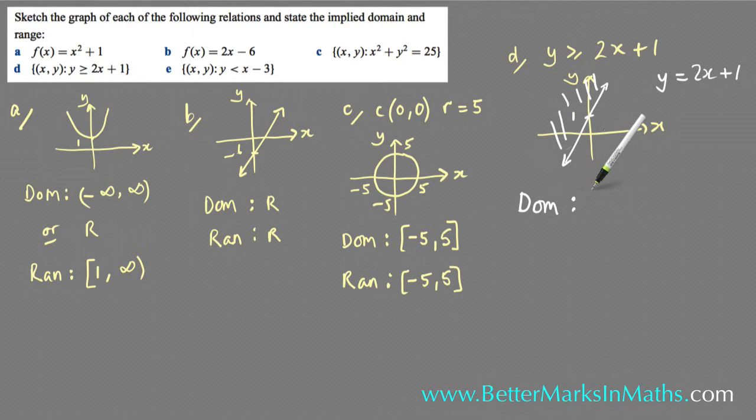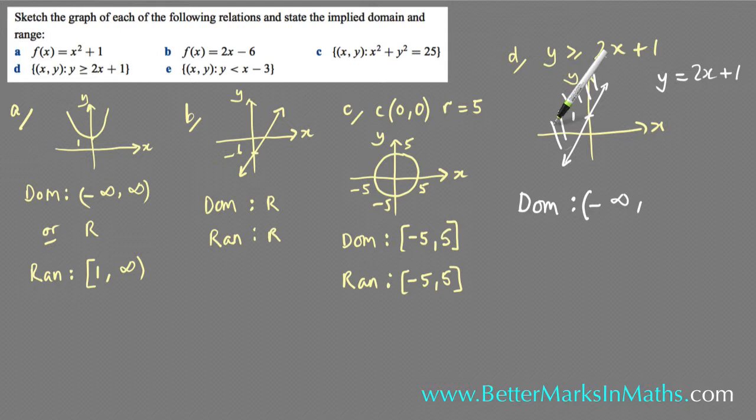So the domain, the lowest x value first. So no matter how far down that line goes, the region you want is going to be to the left or on top of that line. So that region kind of heads that way forever. So that means that the lowest x value is definitely going to be minus infinity, and with the round bracket.